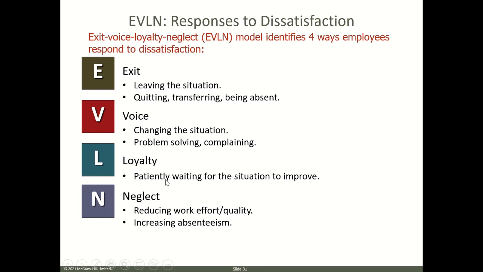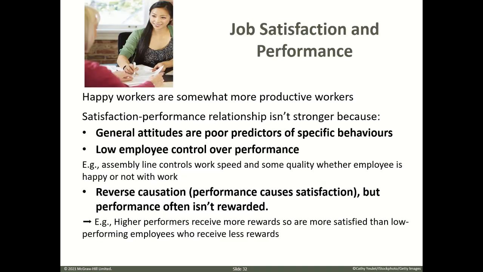Loyalty is patiently waiting for the situation to improve. They first try and have patience to improve the situation. They are loyal. Neglect means ignoring, reducing work efforts and quality. So the work efforts and quality reduce. They are just not giving 100% in the job, neglecting that, ignoring that, increasing absenteeism. Sometimes they go, sometimes they don't go. So those may be the responses to the dissatisfaction.